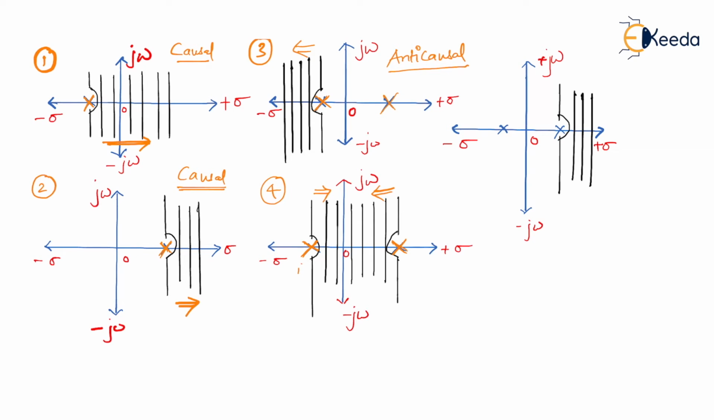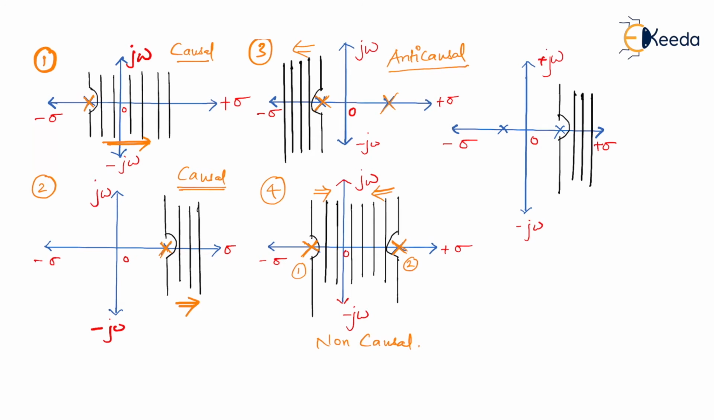With respect to the first pole, the ROC is right-handed. With respect to the second pole, the ROC is left-handed. So in a way, I would say the ROC is trapped between two poles. Therefore, it is a both-sided ROC, and for a both-sided ROC, we say it is a non-causal system. Please don't forget that all those ROCs are ROCs of H of S. I hope it is clear.